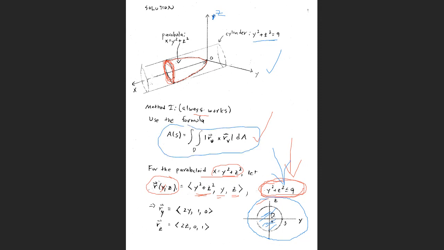We have to get the derivative of our vector function. So with respect to y, the derivative is going to be the vector 2y, 1, and 0, those components. And the derivative of r with respect to z is going to have components 2z, 0, and 1.